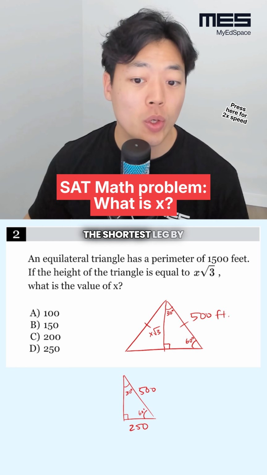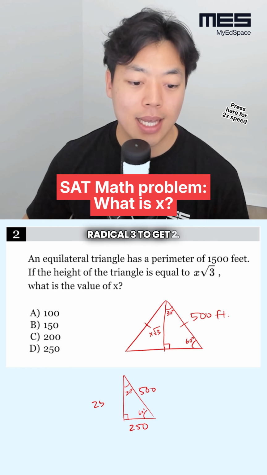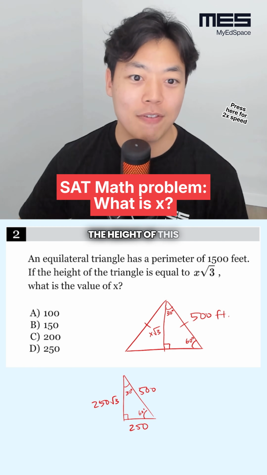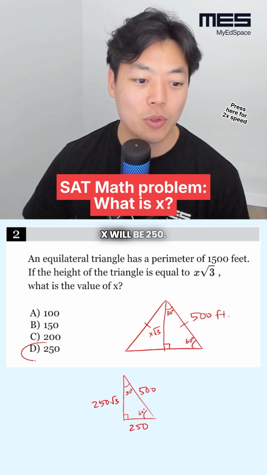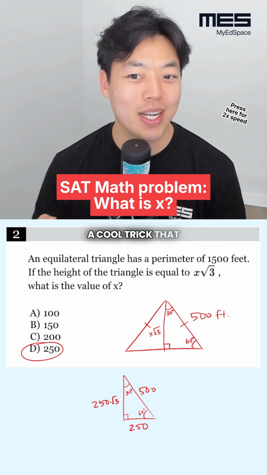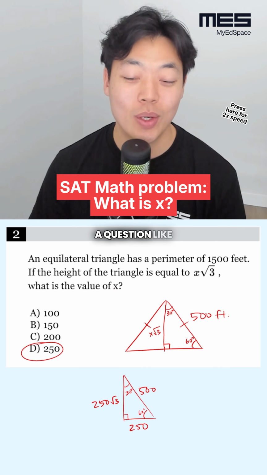We can multiply the shortest leg by radical 3 to get to the height of this equilateral triangle. We were asked for x. x will be 250.